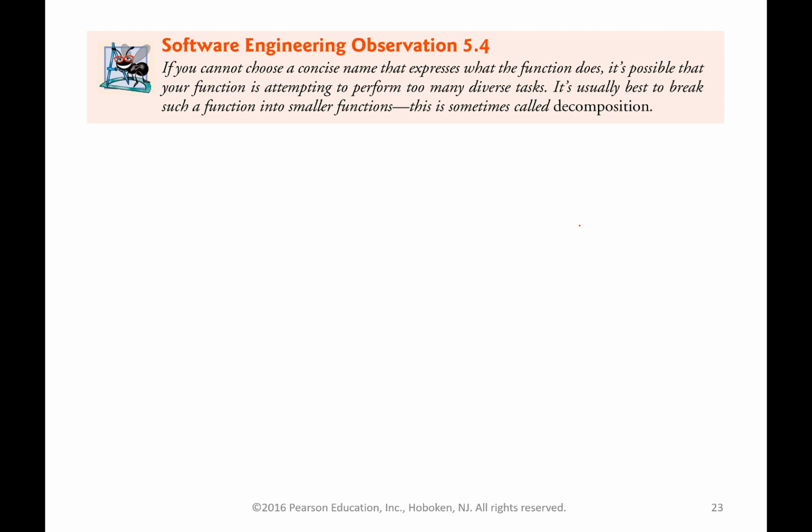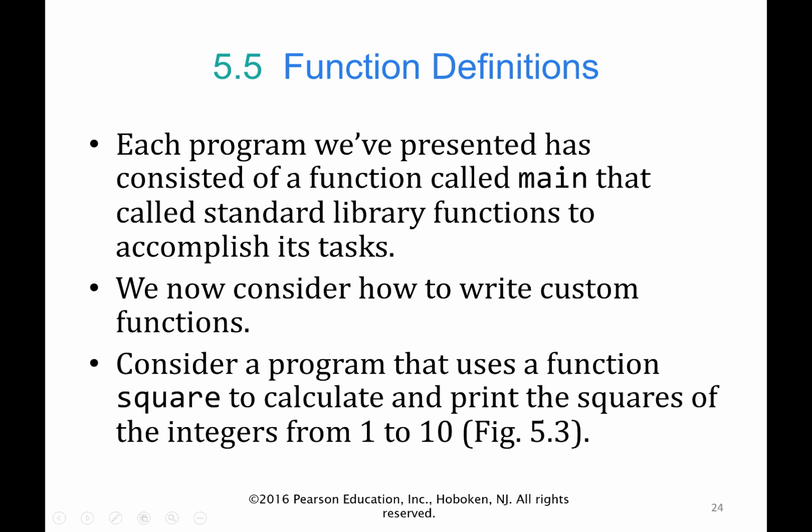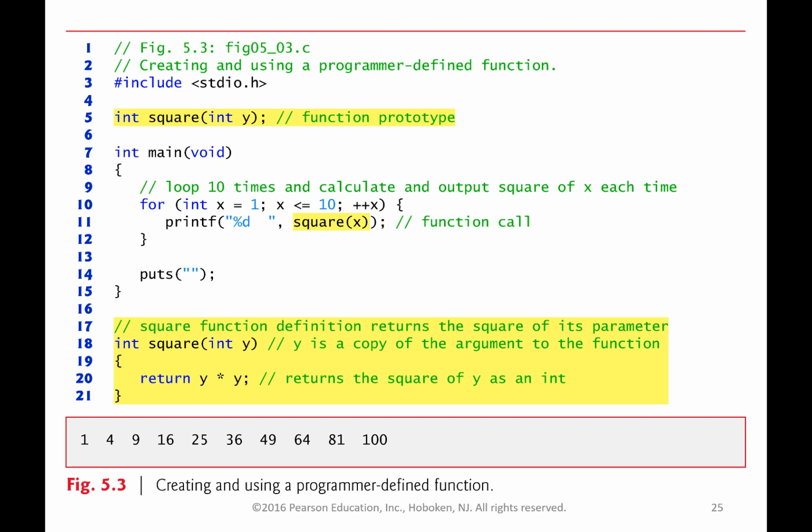It's possible that if you can't come up with a name, or the name is too complex, maybe your function is too complex, is what he's saying here. So, all right, here we're getting into the meat, and we're going to write a program that squares numbers.